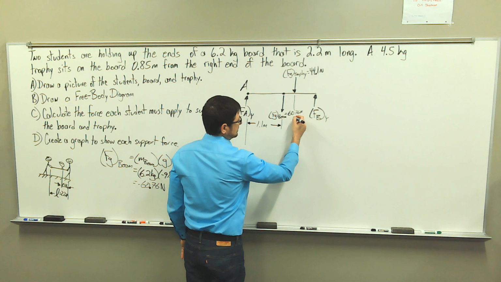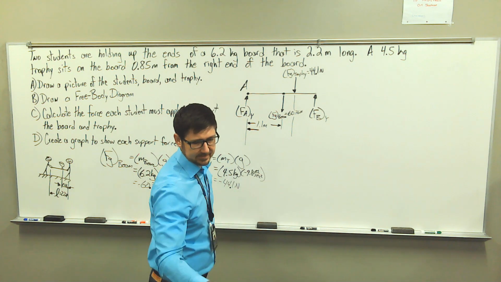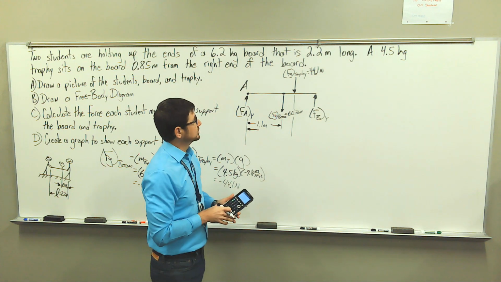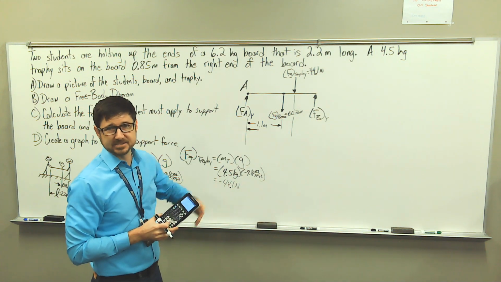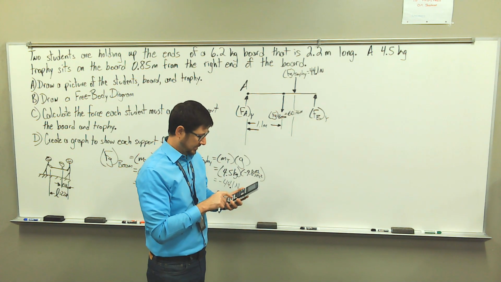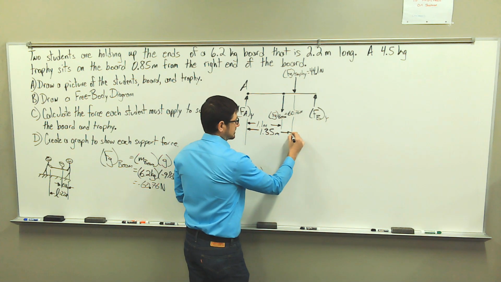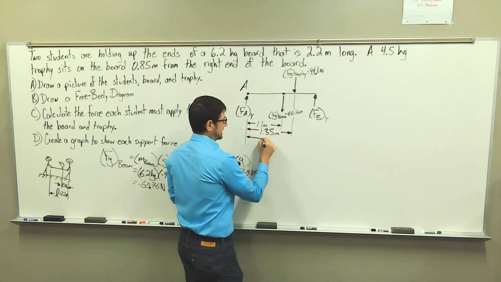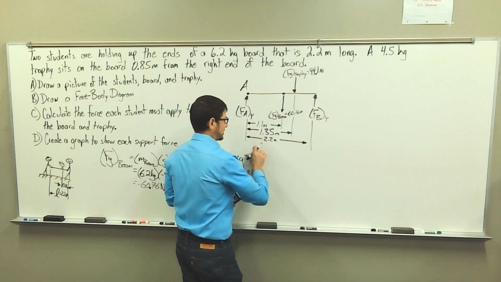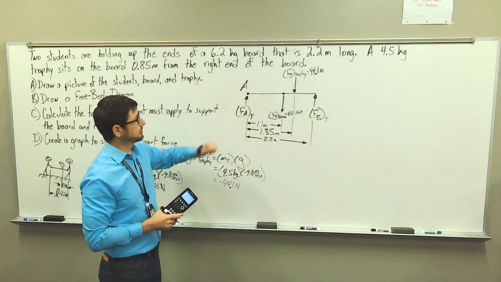Next, we need to identify the location that the weight of the trophy is acting. Now we know that the beam is 2.2 meters, and we know that the trophy is resting 0.85 meters with respect to the right end of the beam. So our dimension is 1.35 meters. And the length of the beam is 2.2 meters. Okay? All right, so here is our free body diagram, okay?